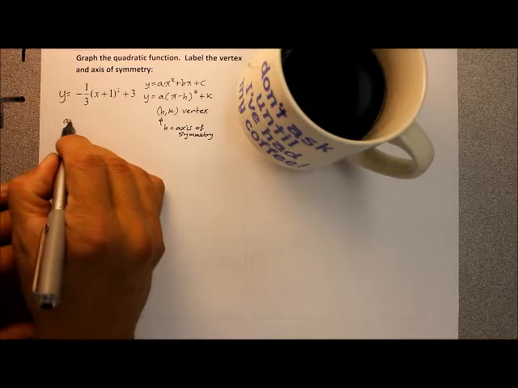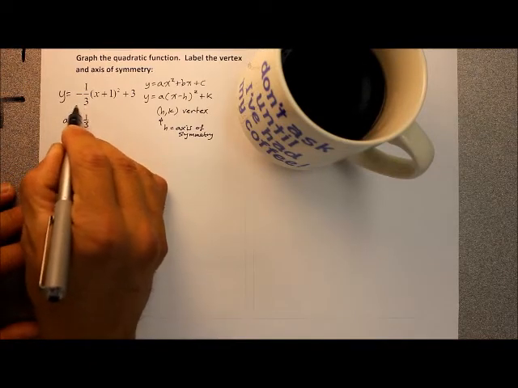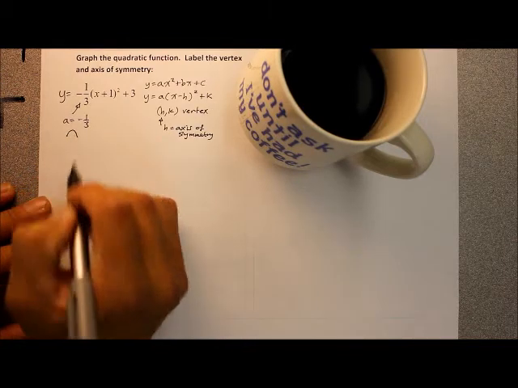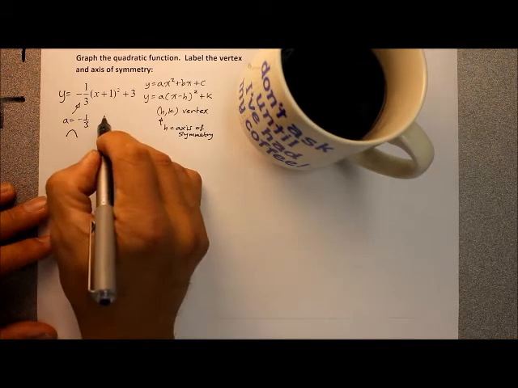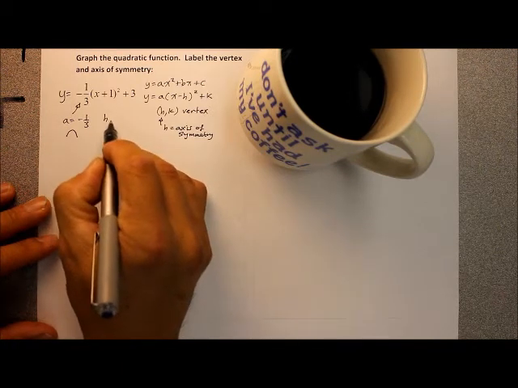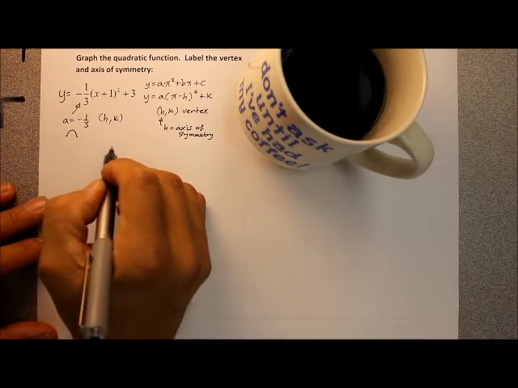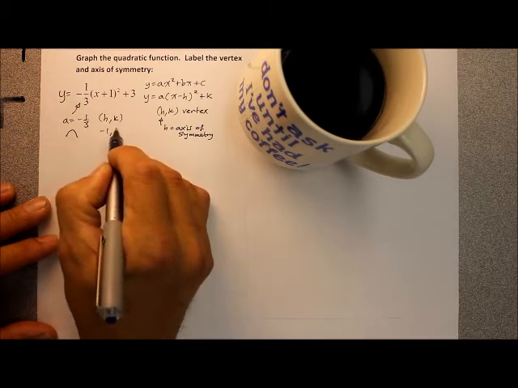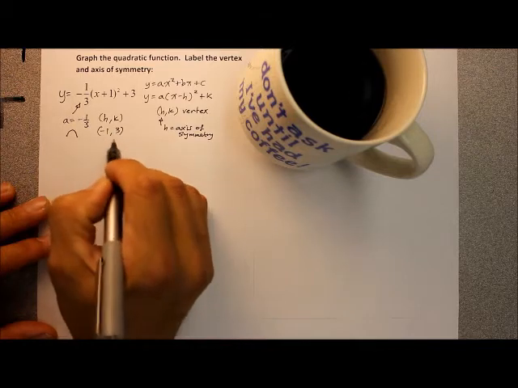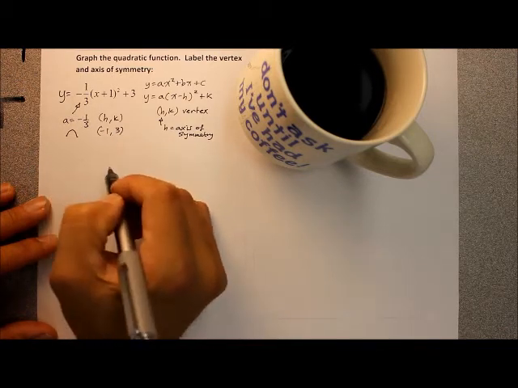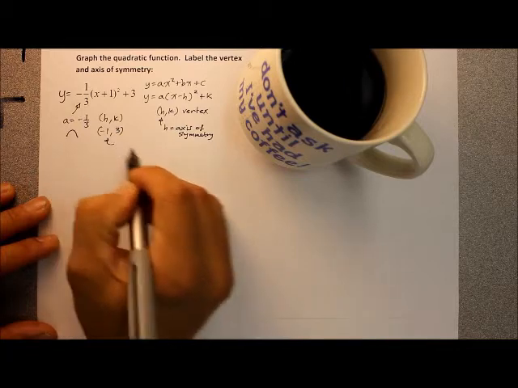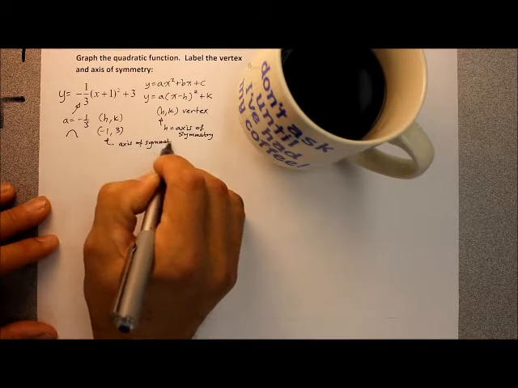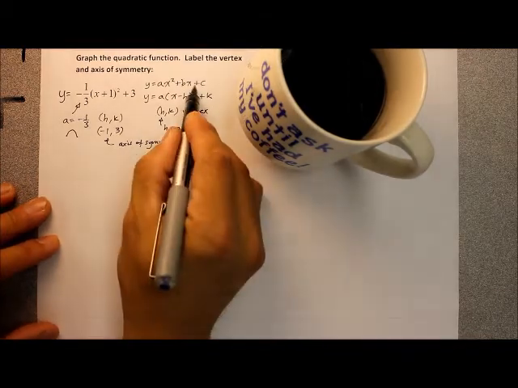First, a is negative 1/3. That means the parabola is going to open downward. Our values h and k are identified as the inverse of the sign, so it's going to be negative 1 and 3, and that is the coordinate of the vertex. And of course, the negative 1 is the axis of symmetry. So in fact, this is easier than the standard form that we dealt with in the past.